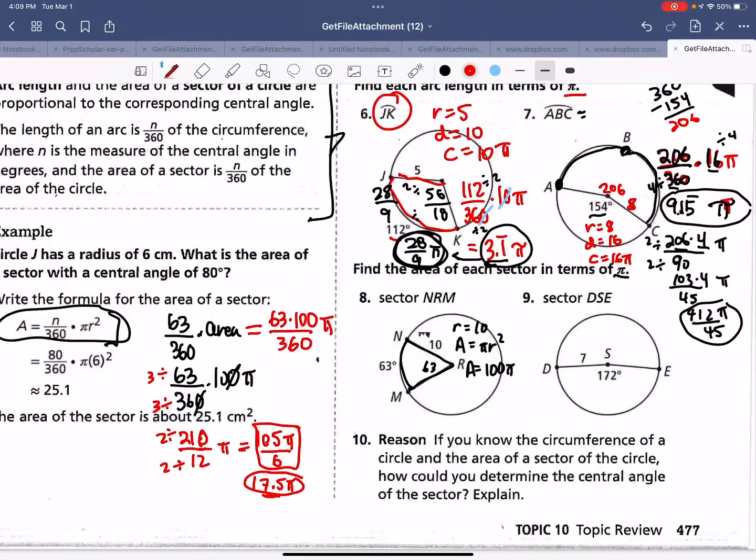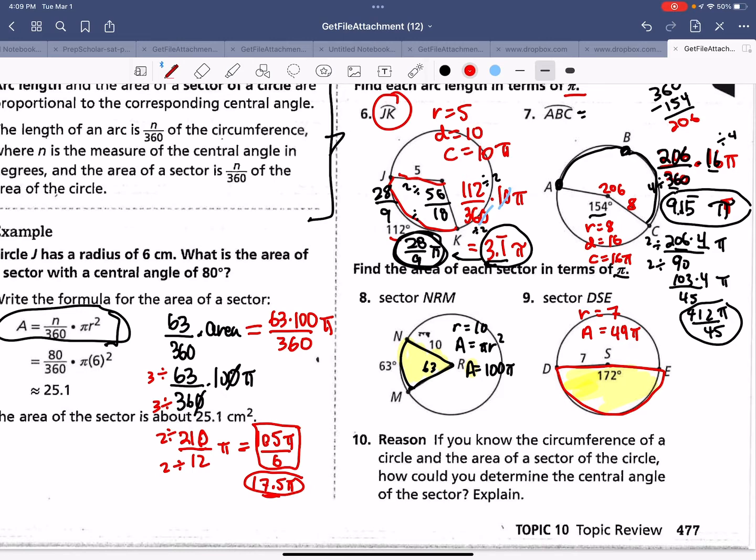Okay, question number 9. What is this sector? So what is the area of this shaded in? So again, in sectors, they're asking for what's the area of that. That's why I'm using area. So I get the radius is 7, so my area is 49 pi.